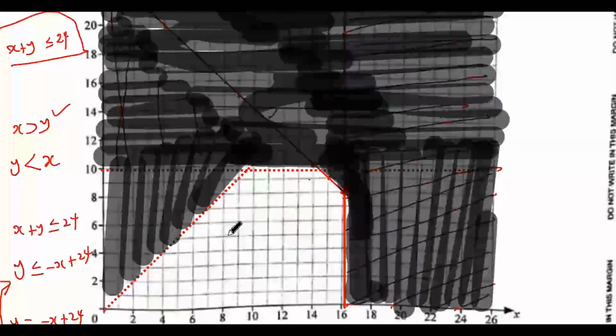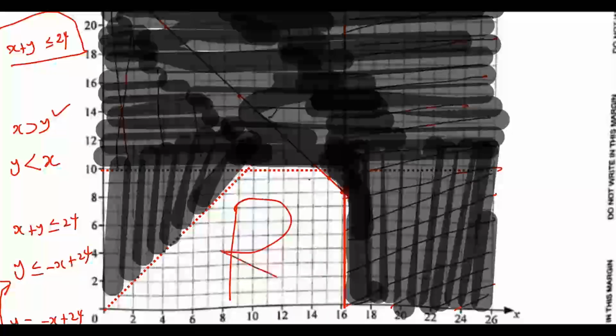So as stated here, label the region R which satisfies the four inequalities. Okay, so it is this region. So let's write a big one here. And I'll try to show you now. Okay, so these are the inequalities. The first one is x less than or equals to 16. The second one is y less than 10. The third one is x is greater than y. And the fourth one is x add y is less than or equals to 24.